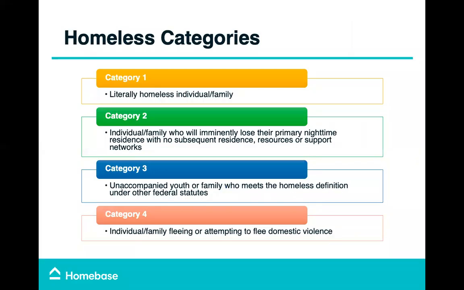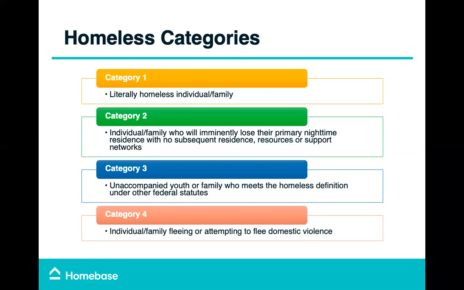This slide provides an overview of HUD's 4 homeless categories. So the first one is category 1, which is literally homeless. Category 2 is an individual or family who will imminently lose their primary nighttime residence with no subsequent residence resources or support networks. Category 3 is unaccompanied youth or family who meet the homeless definition under another federal statute. And category 4, which is an individual or family fleeing or attempting to flee domestic violence.